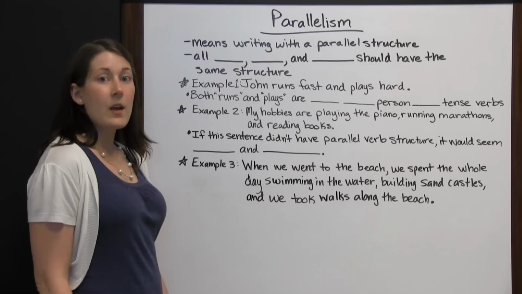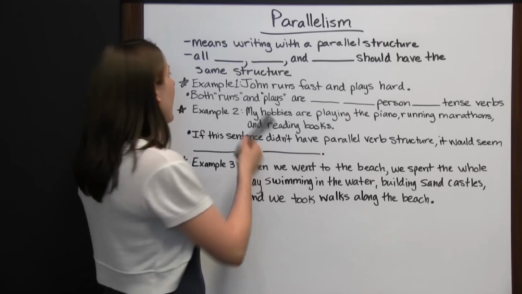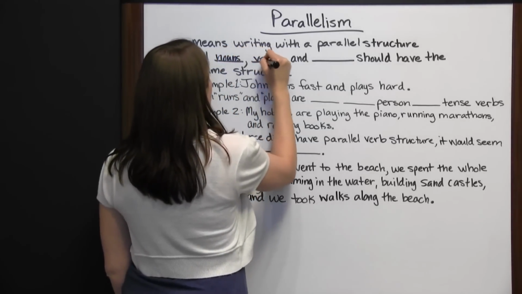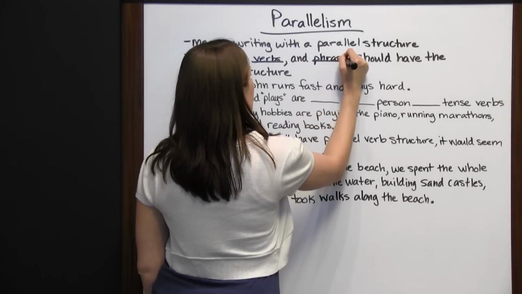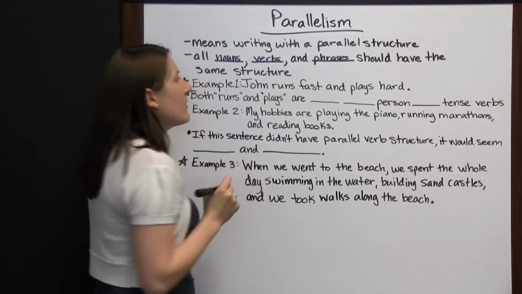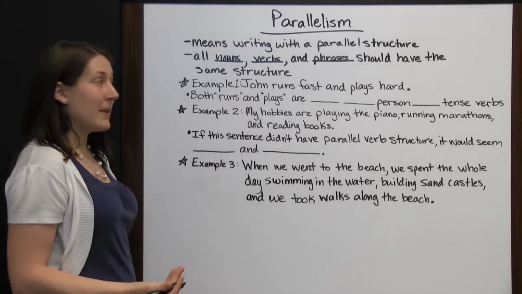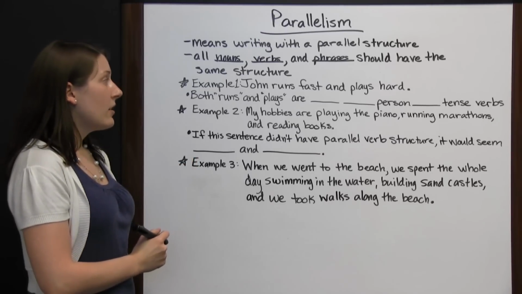Parallelism. Parallelism means writing with a parallel structure. That means all nouns, verbs, and phrases should have the same structure. Let's look at some examples to see what that means. In example 1, John runs fast and plays hard.